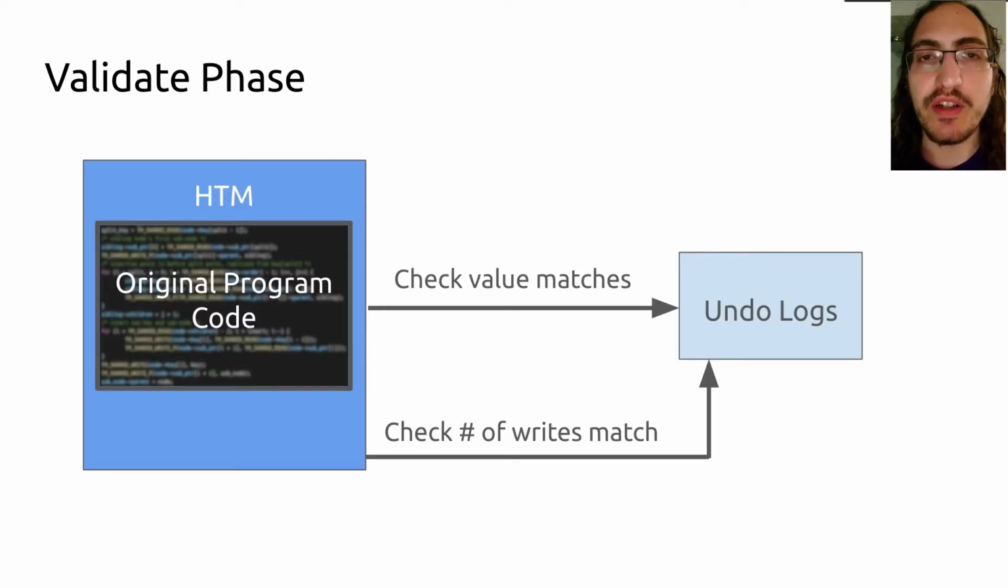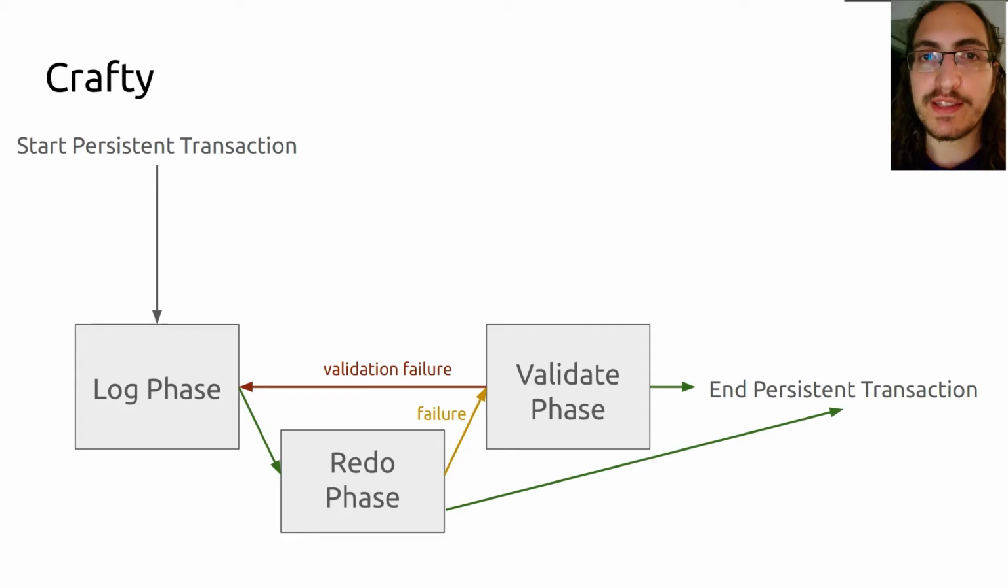During the validate phase, Crafty re-executes the original program code within the persistent transaction, and during that execution, Crafty checks the values of the undo logs. If the values match, and the number of writes within the region match, then the validate phase is successful, and we are guaranteed that no conflicts happened within persistent transactions and the logs are not stale. However, if they do not match, then the logs are stale and the validate phase fails. If the validate phase succeeds, Crafty can end the persistent transaction. However, if it fails, because we know that the logs are stale, we have to go back to the log phase and get new logs.